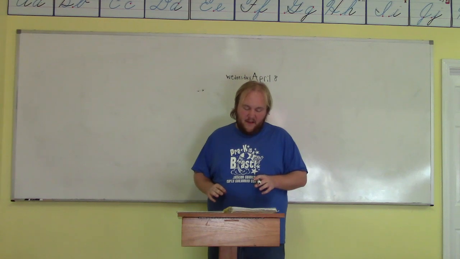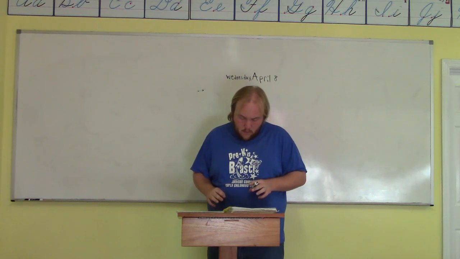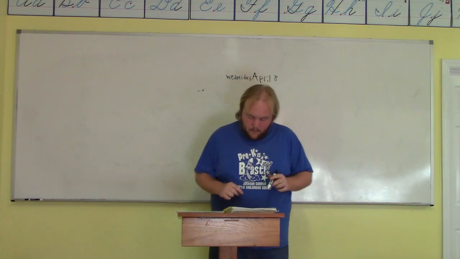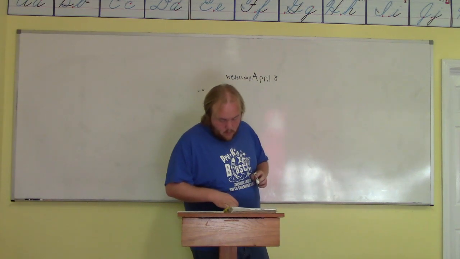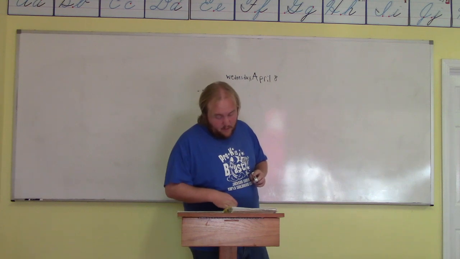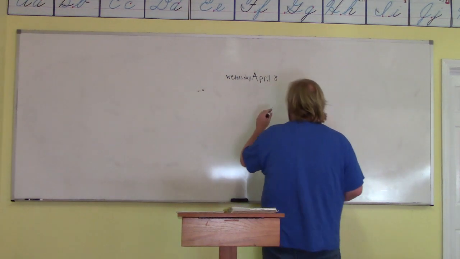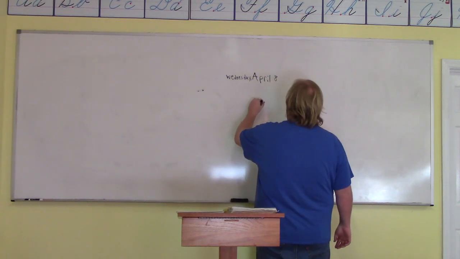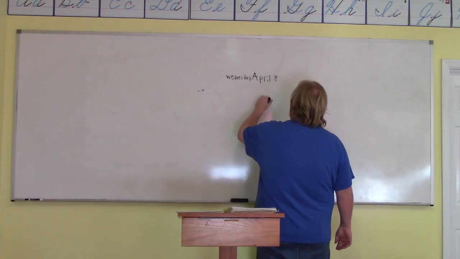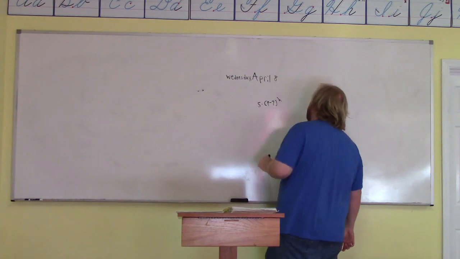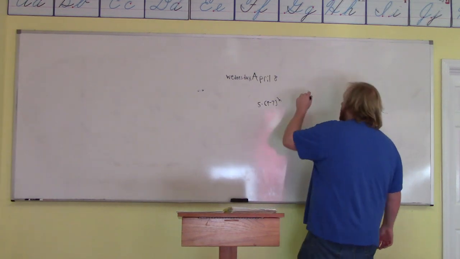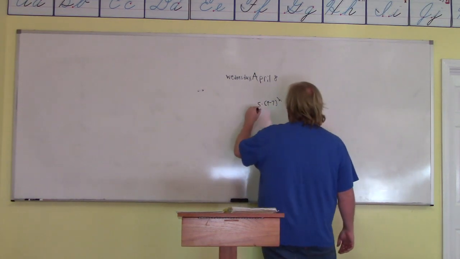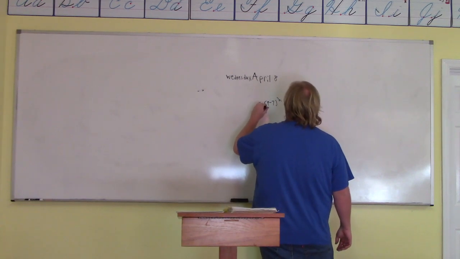Alright, let's do a simplify. Alrighty, so I'm going to do B. B's a little bit different than what we've done. Alright, so B on number 2, 2B. 5 times (9 minus 7) squared. Okay, you won't see these very often, but when you do, remember, parentheses first. So this becomes 5 times 2 squared.